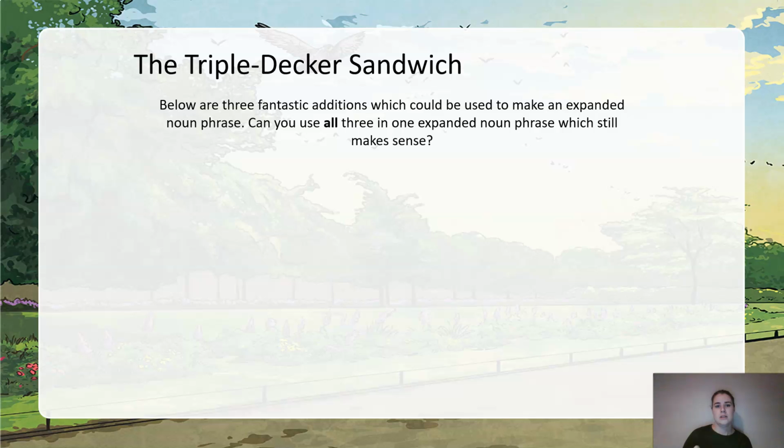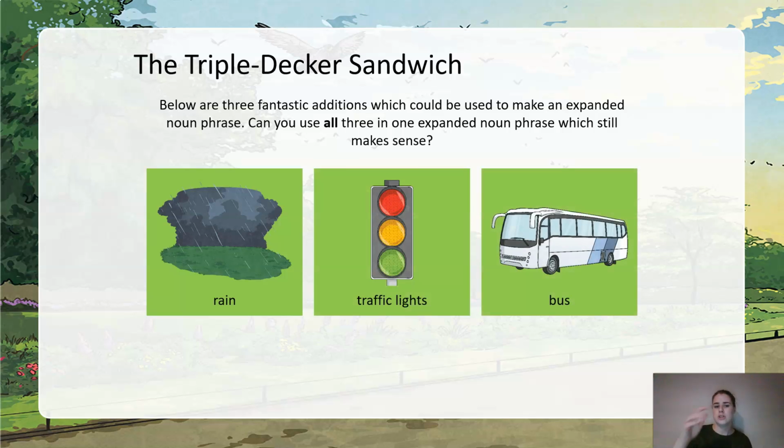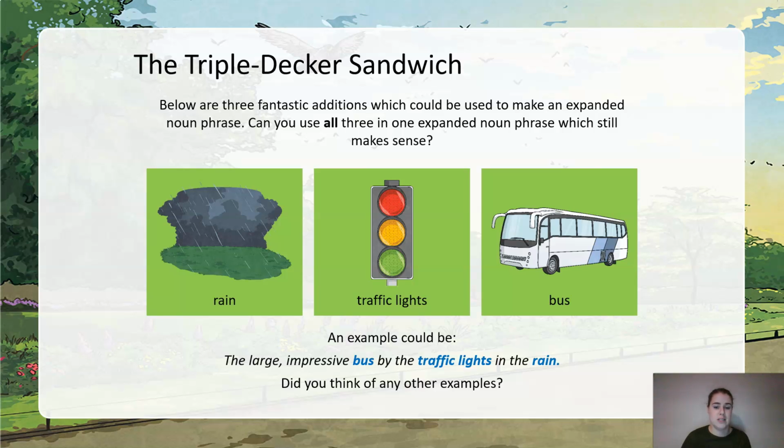Okay, so below we're going to look at 3 fantastic additions which could be used to make 1 expanded noun phrase. So we need to see if we can use all 3 in 1 expanded noun phrase and see if it makes sense. So we've got rain, traffic lights, and bus. Now I'm going to show you an example and I'm going to get you to have a go at writing your own. So one thing I could say was the large impressive bus by the traffic lights in the rain. So you could say there was a large impressive bus sitting by the traffic lights in the rain.